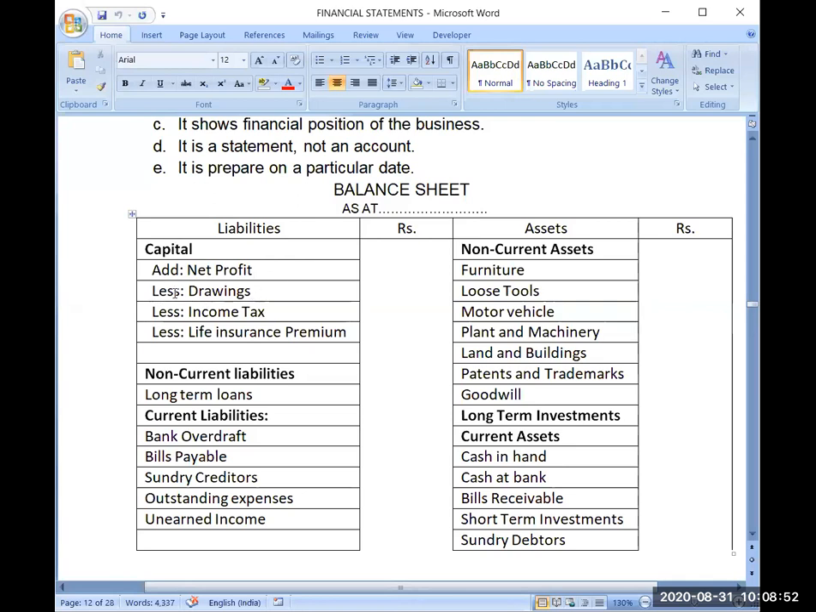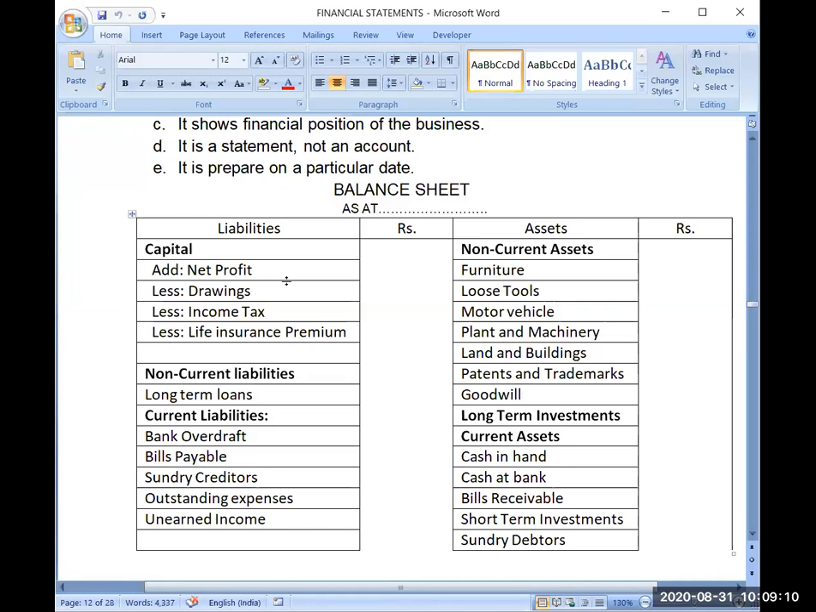Same way, if the proprietor has withdrawn some amount of cash or goods from the business for his personal purpose, for his domestic use, then it will be termed as drawings. So it will reduce his capital. That's why it has been subtracted from here.